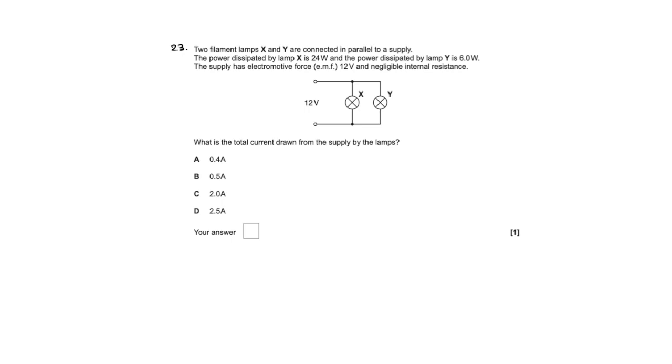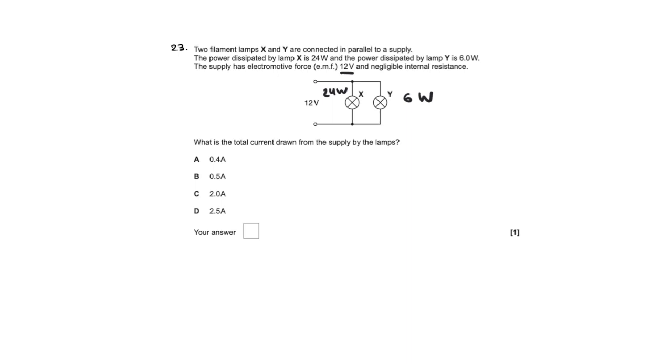Question number 23 says two filament lamps X and Y are connected in parallel, and the power dissipated through X is 24 watts, and that across Y is 6 watts. The supply has an EMF of 12 volts and negligible internal resistance. What is the total current drawn from the supply by the lamps?